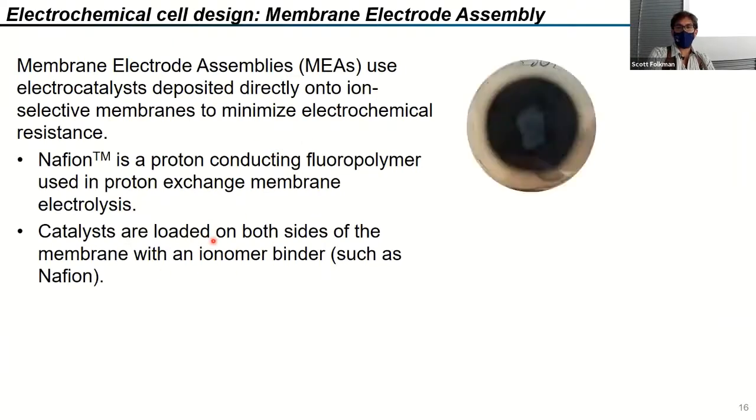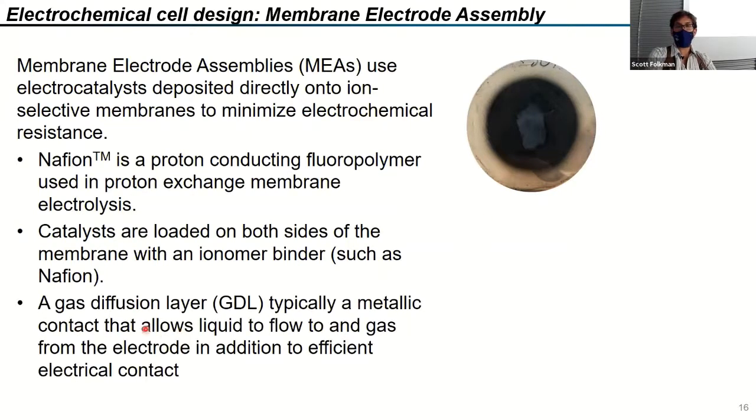And in this case, catalyst is loaded on both sides of the membrane. So here, the tan part is our membrane. In this case, it would be Nafion. And then a catalyst is sprayed directly onto that. And you usually add a binder which holds the catalyst together, such as Nafion. You could put Nafion in a solution form. Nafion is not water soluble, but it's soluble in other solvents.